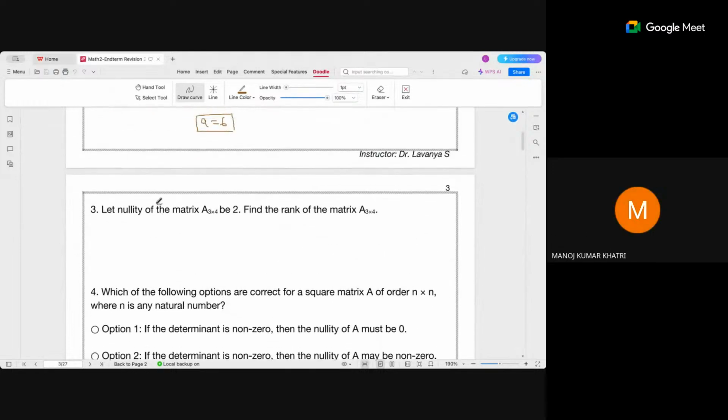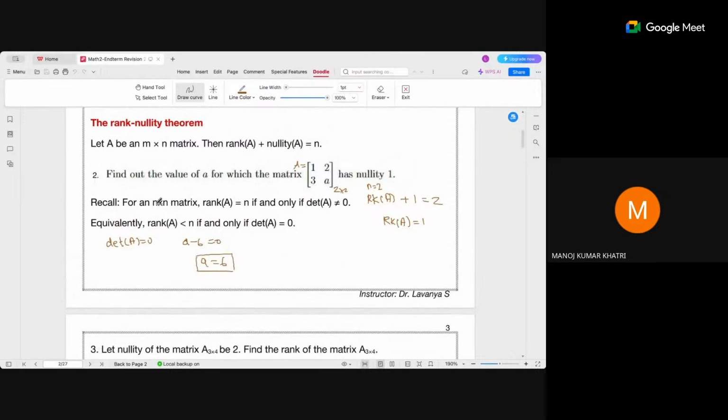Sorry to interrupt you, ma'am. I just want to know, ma'am, this statement, if the rank is less than n if and only if the determinant is equal to 0. Can you elaborate a little bit, ma'am?